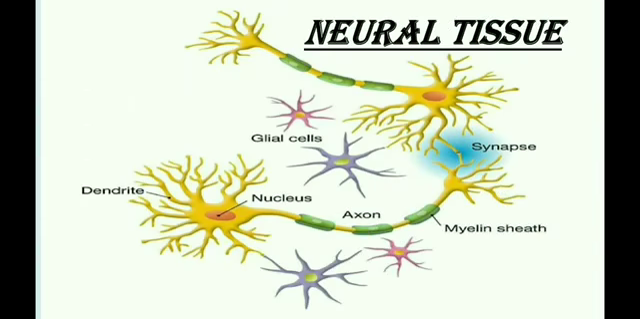Neural tissues consist of 2 types of cells, that is neurons. You can see here these are neurons, and glial cells or neuroglia. These are the neuroglial cells or glial cells. These cells act as supporting tissues. They help to provide nourishment to the neurons.